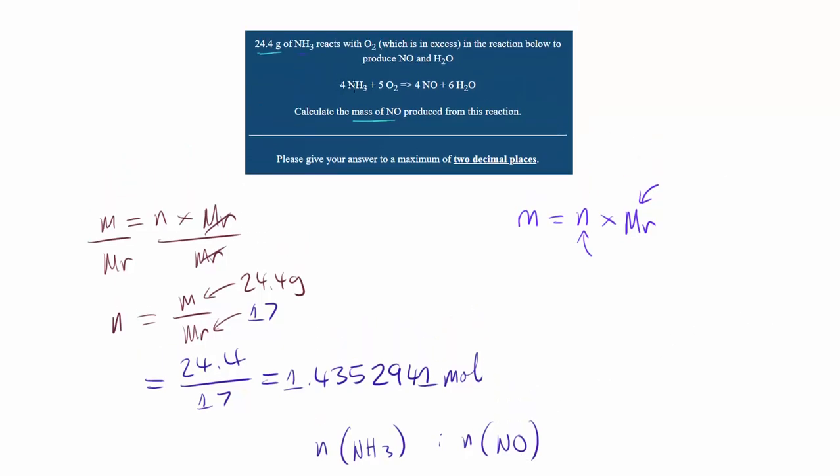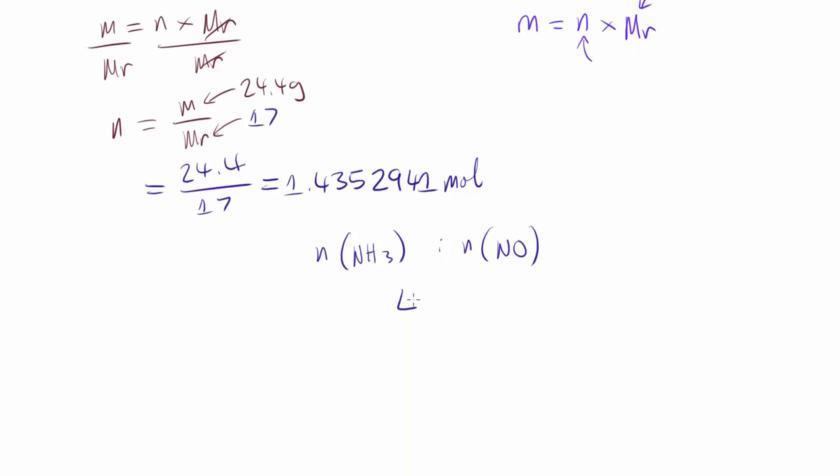We have 4 moles of NH3. For every 4 moles of NH3, we get 4 moles of nitric oxide, okay? So we can write 4 to 4. That's the ratio. That's what the balanced equation tells us. Now, as you can see, both of these values here are divisible by 4. So I'm going to divide them by 4. And if I do that, the ratio I get is 1 to 1.